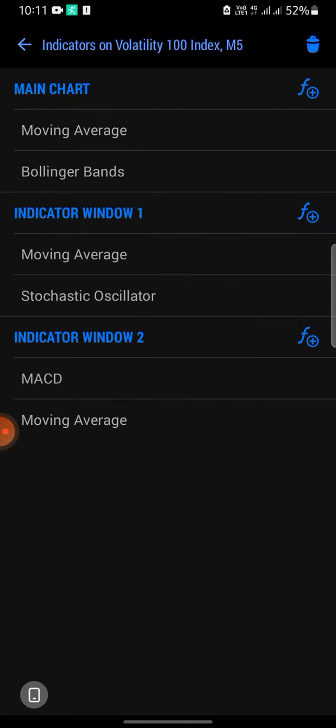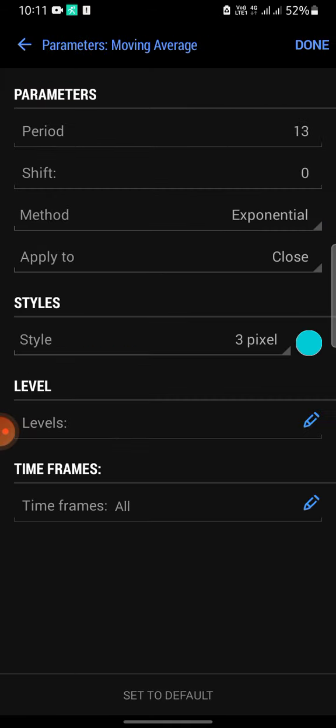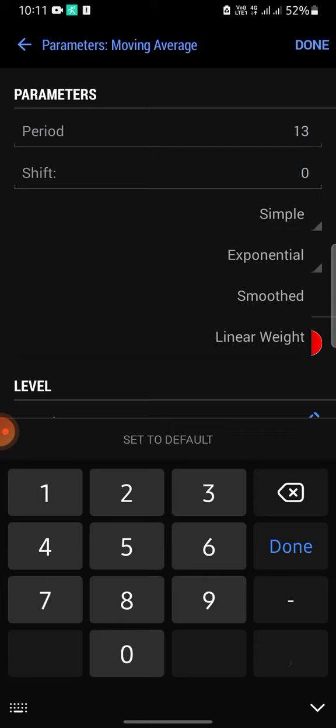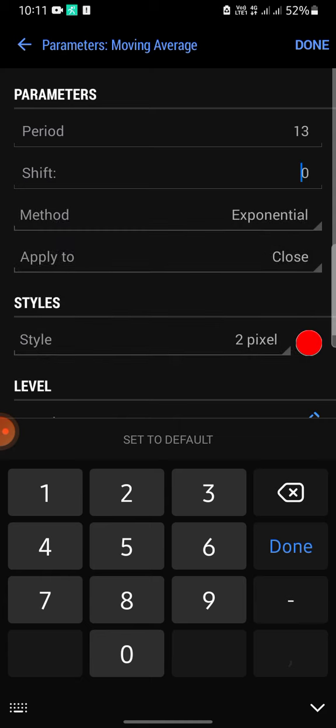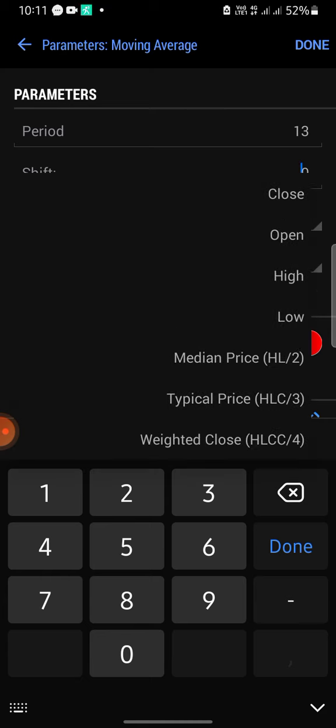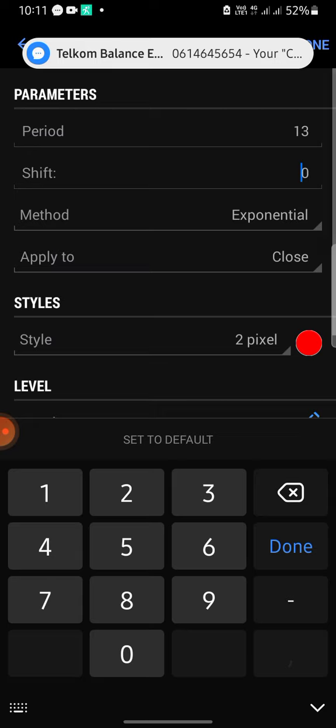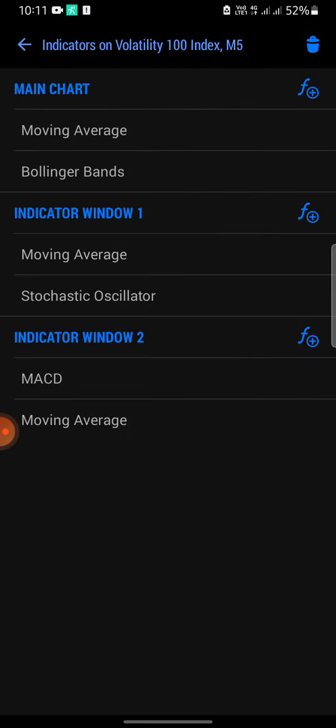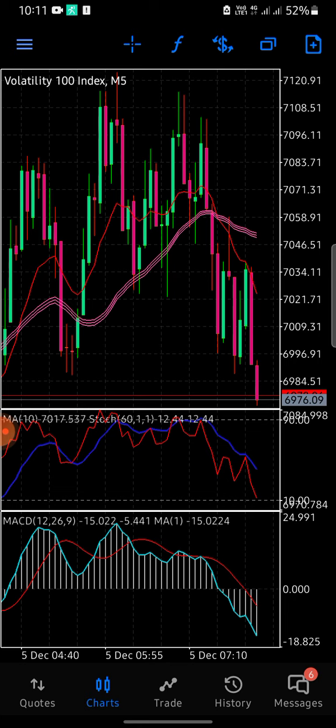From there, go to the main chart, where we've got a moving average of 13. It's not actually a default, but it should be a 13. Should be a 13 shift. I'm sure I had a shift, but that's not necessary. And it should be exponential, and it should be on close. Then from there, I'm sure that's all we need for this to work.